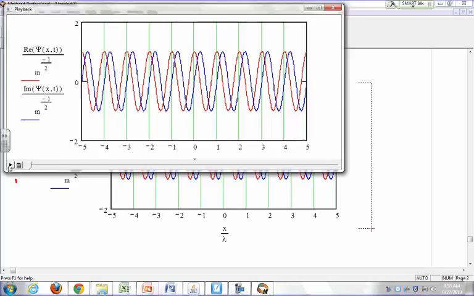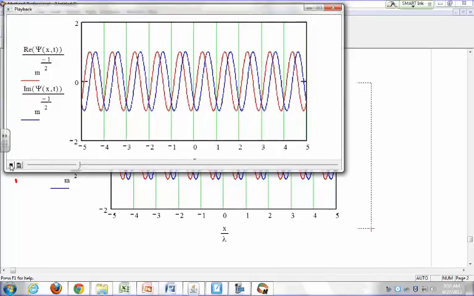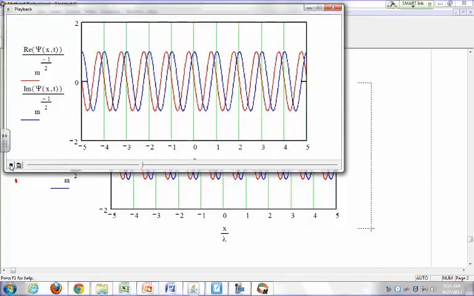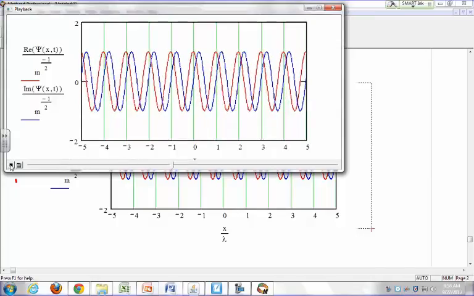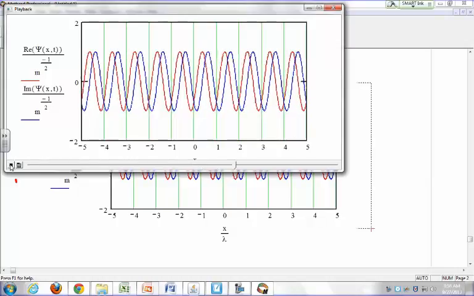Okay, and this is the real and imaginary component of your wave. Okay, so that should complete 2 cycles for the entire animation.